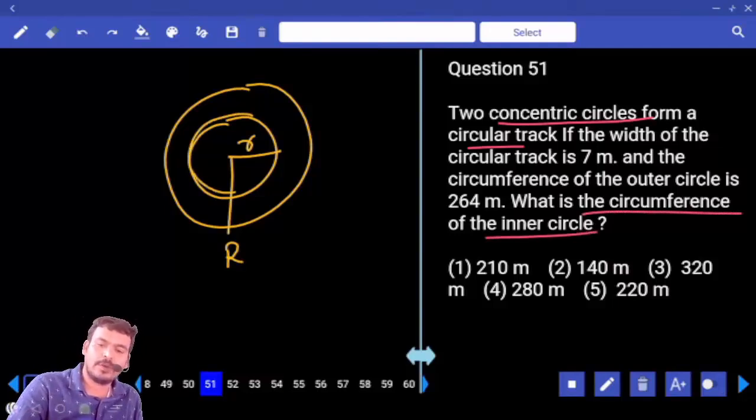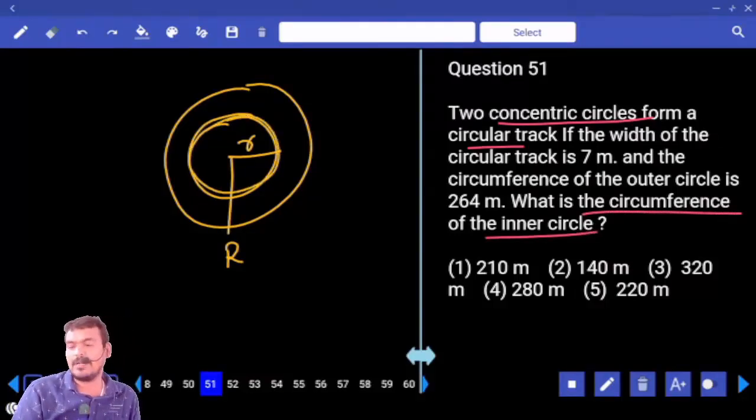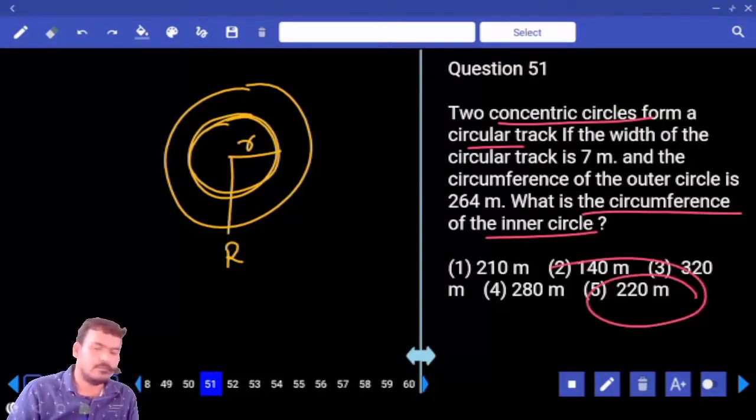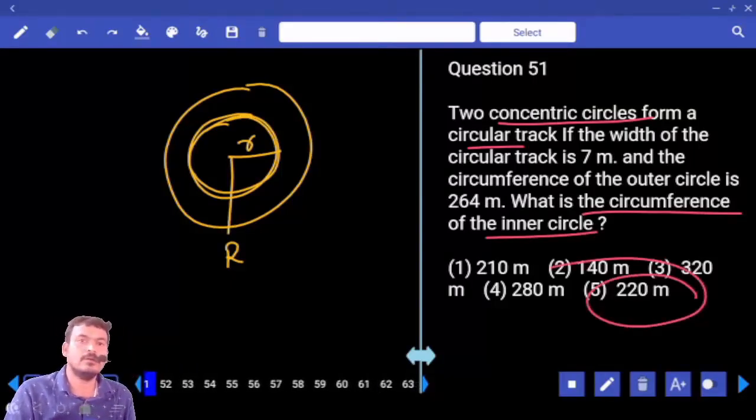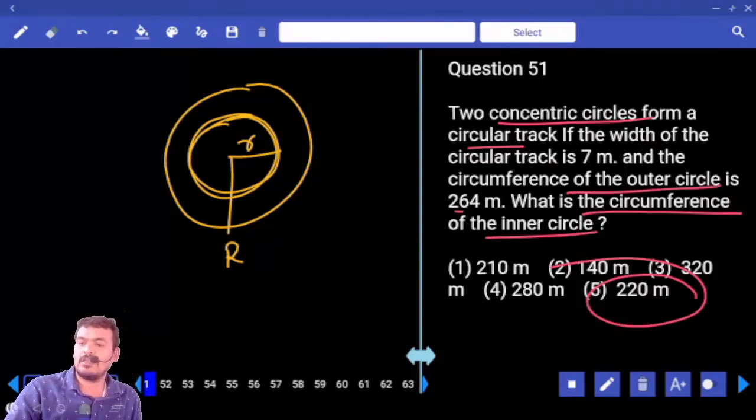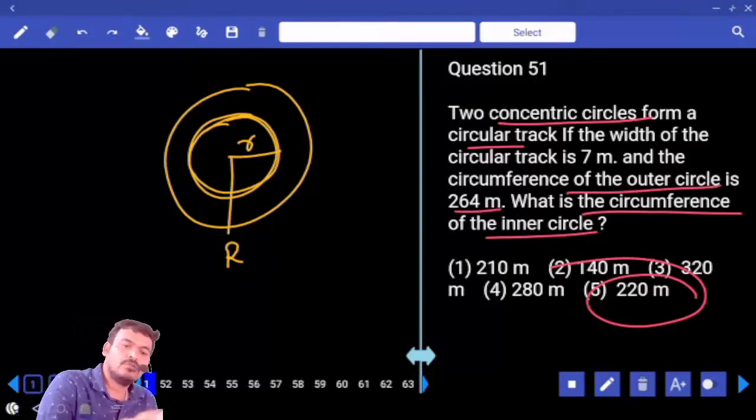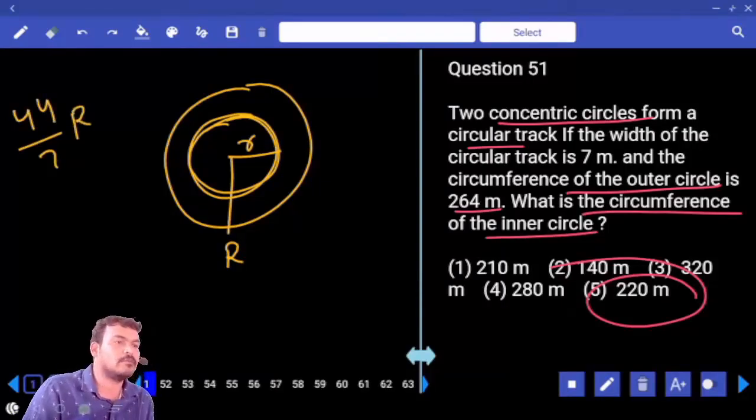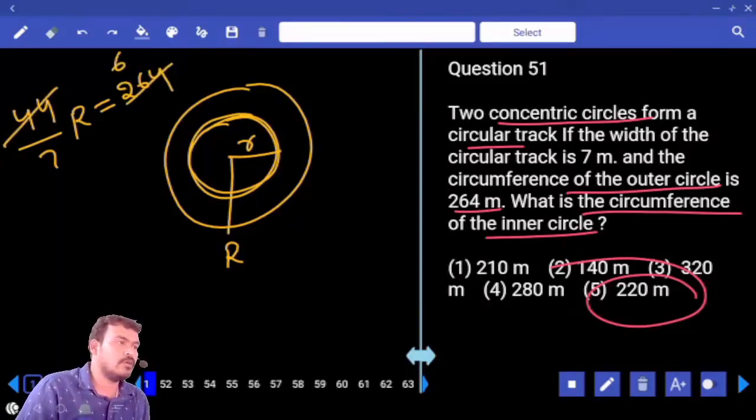Circumference means it is 2 pi r value. Nothing but 11 multiple. How many options are 11 multiple? Only one. Okay. Small r means radius of inner or outer? Inner. What is the circumference of the outer circle? 264. 264 means it is 44 by 7 into capital R value or not? It is equal to how much value? 264. 44 how many times? 6 times or not? Then capital R equal to how much?